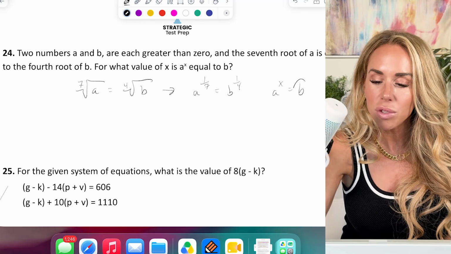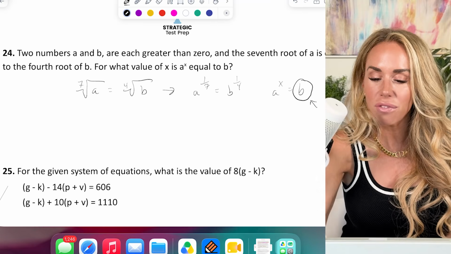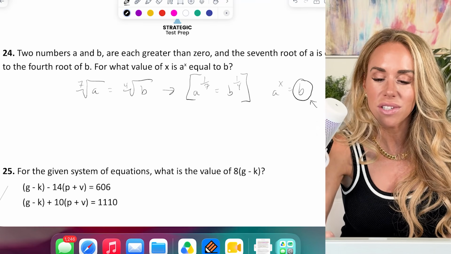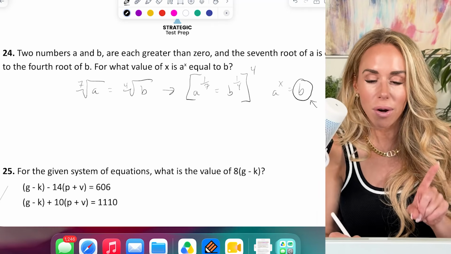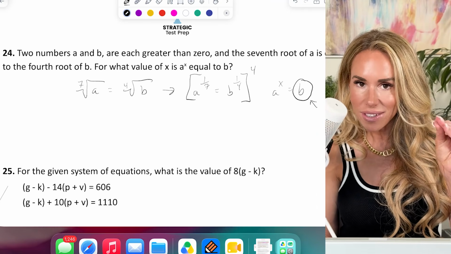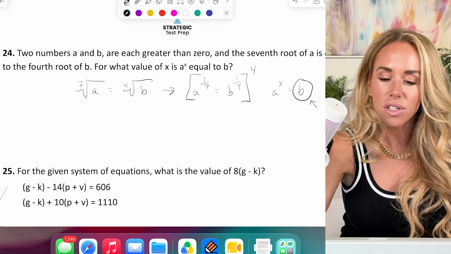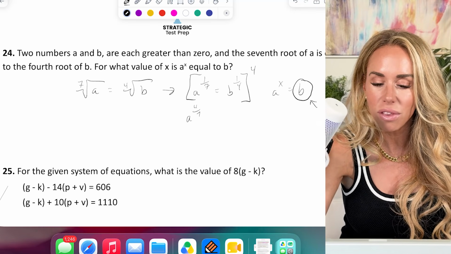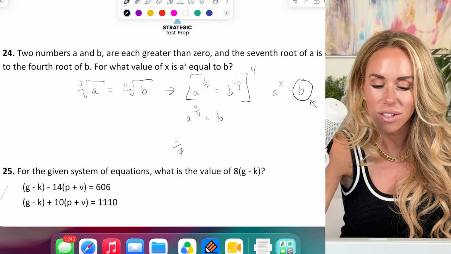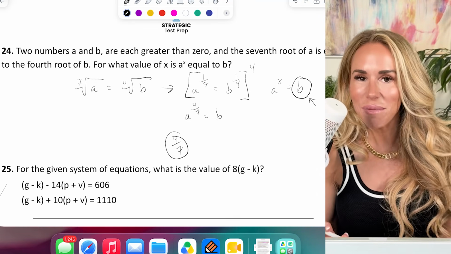Okay, that means we need to get B by itself to the first power. So what I'm going to do is take this equation we set up and raise it to the 4th power. Because if we take 1/4 raised to the 4th power, that will isolate B for us. So we're going to have A to the 4/7 power equals B. So X is 4/7. Easy peasy, lemon squeezy.